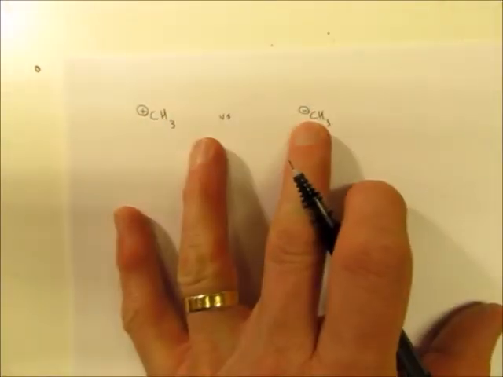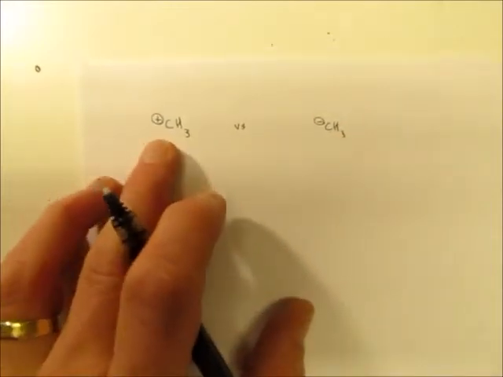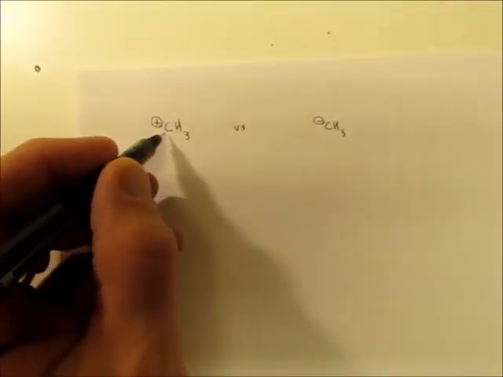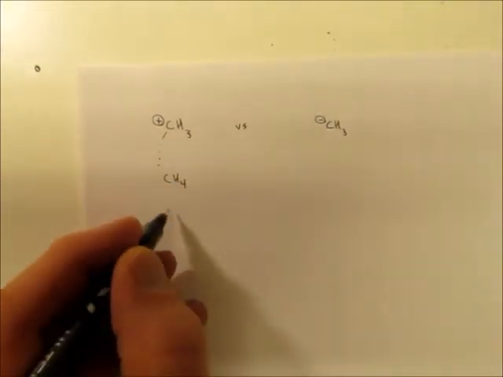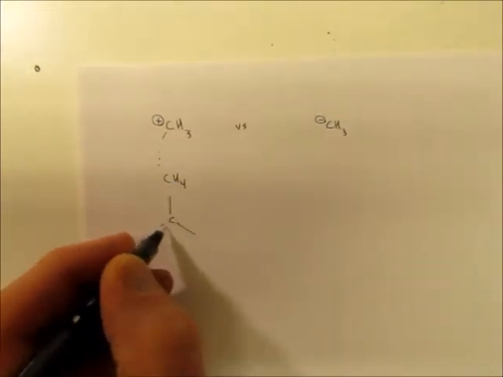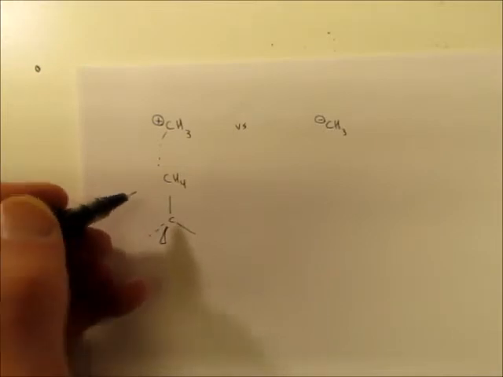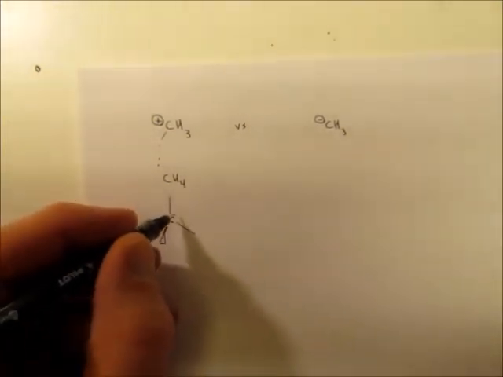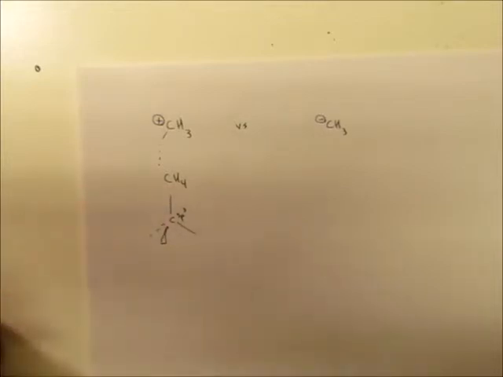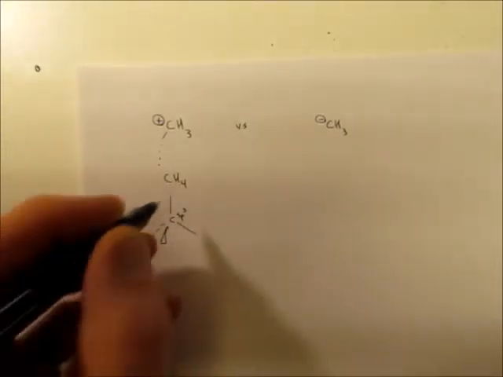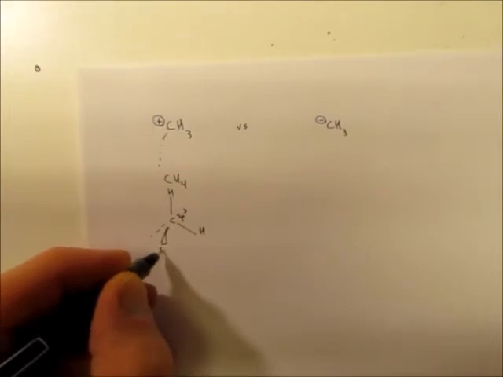So right away what I'm thinking is this. I'm looking at this and I'm thinking methane is neutral, and we know that methane, you're going to quickly learn this in Organicville. If it was CH4, this would be sp3 hybridized. It'd be tetrahedral and will look like that.